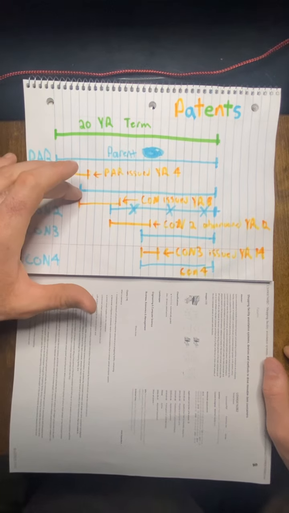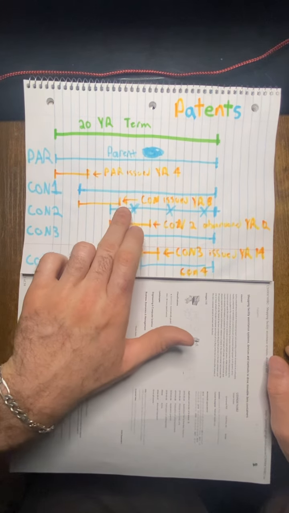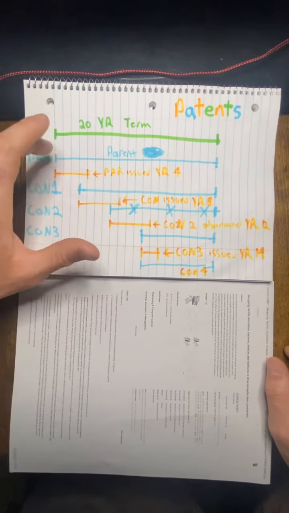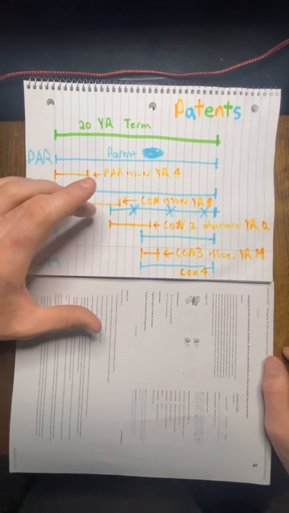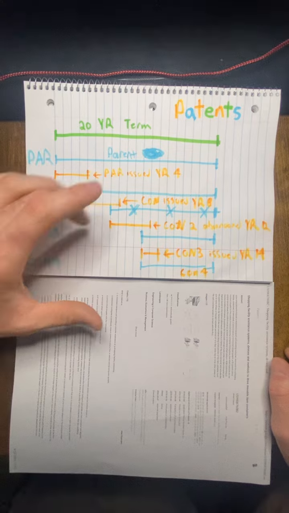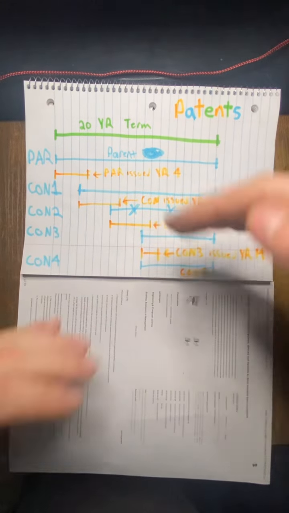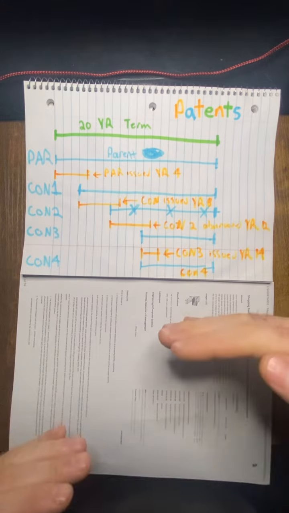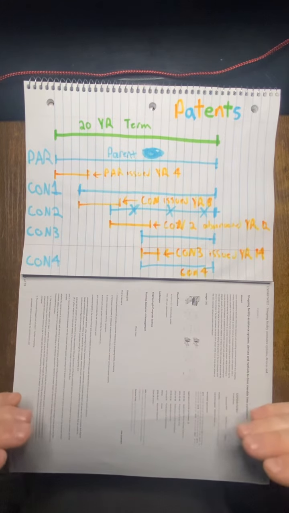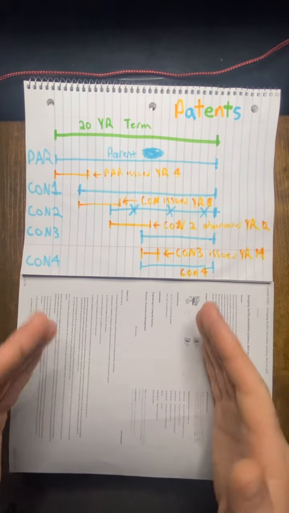Here you have this Con 1 after a few years, at year 8 relative to the filing date of the parent, Con 1 is issued. And then, before Con 1 gets issued, you can file a Con 2, and this can keep on going. Now, an important thing to note here is that you don't have to get an issued upstream patent to file a continuation. You just have to have co-pendingness.